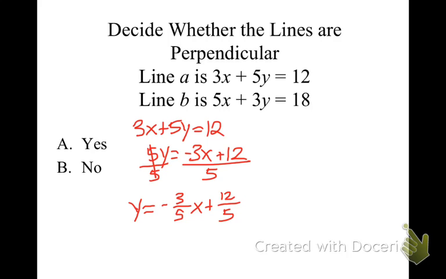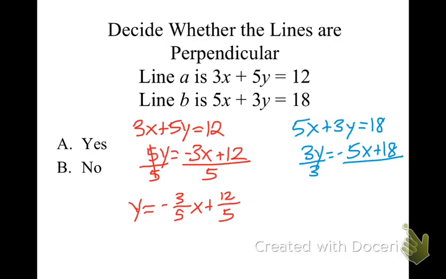Let's do the same with line B. We'll take 5x plus 3y equals 18. Subtract 5x. Divide by 3. And y is equal to -5/3 x plus 6.